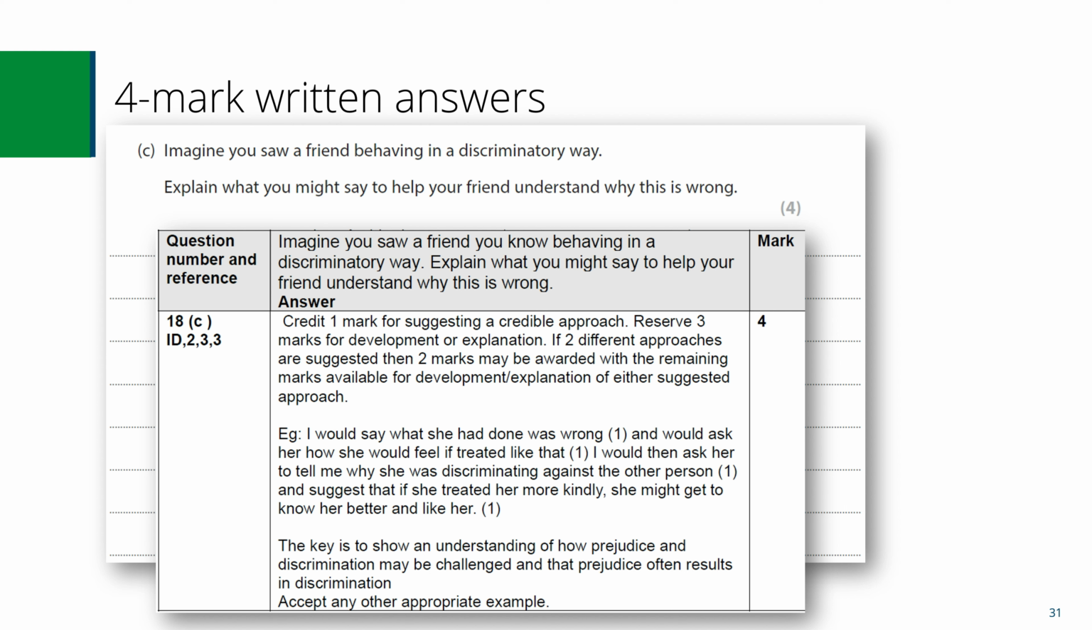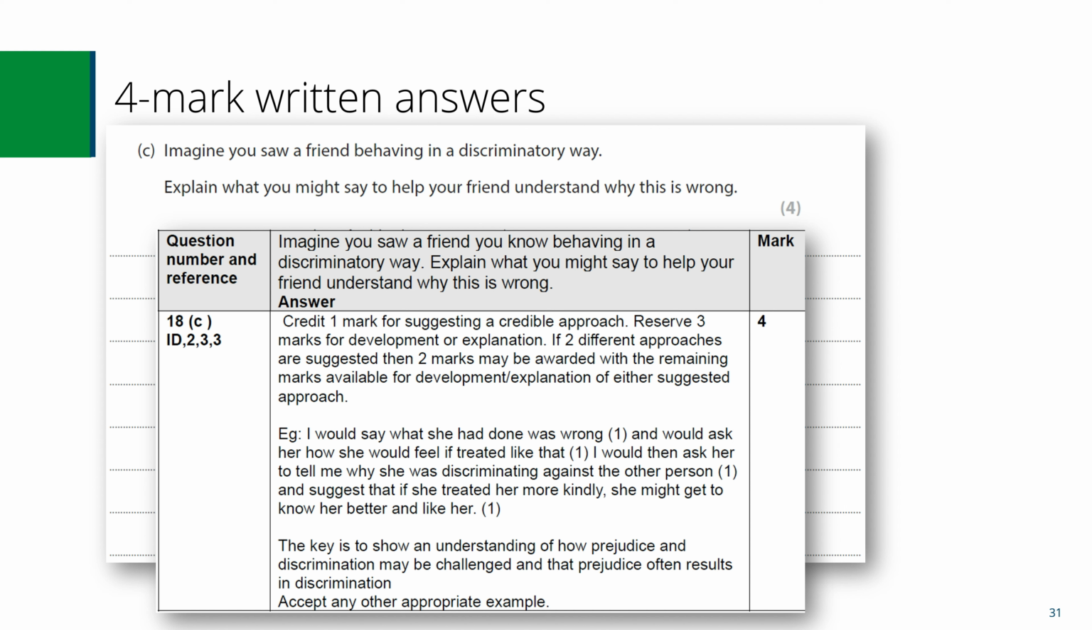If you look at the second paragraph in the mark scheme, it says, "I would say what she had done was wrong. I'd ask her how she'd feel if treated like that. I would ask her to tell me why she was discriminating against the other person and suggest that if she treated her more kindly, she might get to know her better and like her." This shows a number of logical connections and developments spinning off the initial idea.